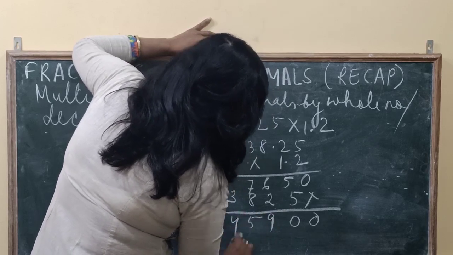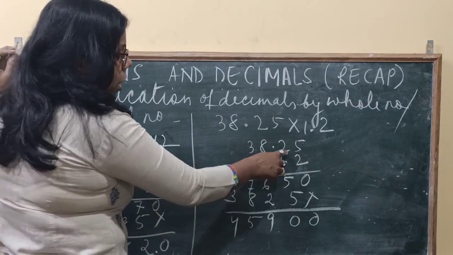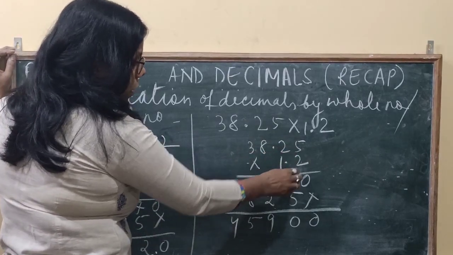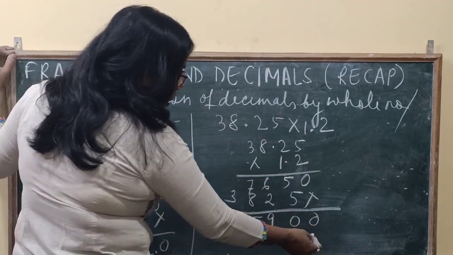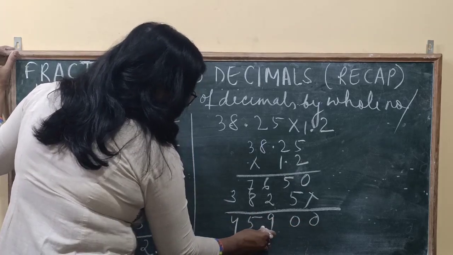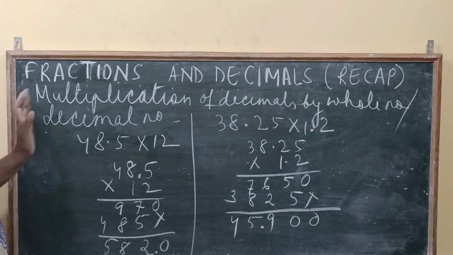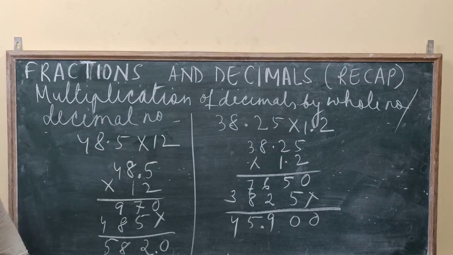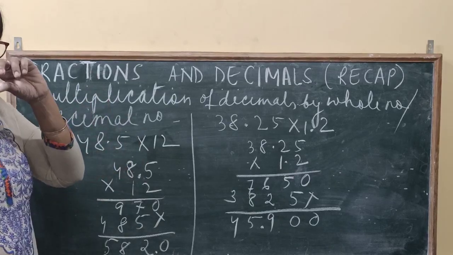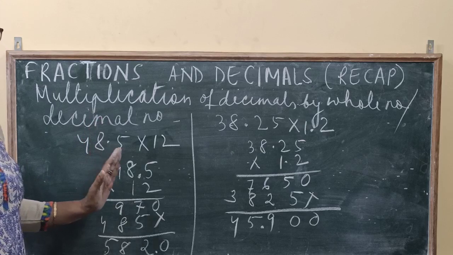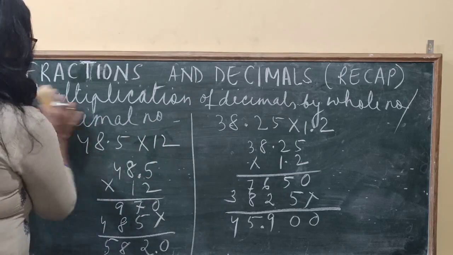15, carry 1, 4. Now see, in the first number after the decimal we have 2 places, in the second one we have 1 place. So the total number is 3 decimal places. So from the right hand side we'll start counting 1, 2 and 3. Put a dot here. Okay, this is how we multiply a decimal by another whole number or by a decimal number. We need to multiply as whole numbers and then see where the decimal point is and count that many places and put a decimal from the right hand side.